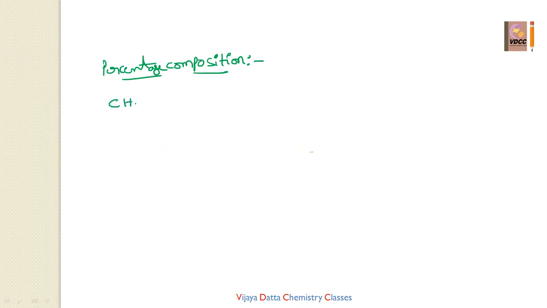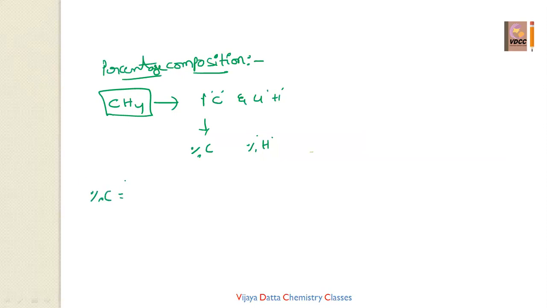Suppose they give methane. They ask you to calculate for the methane molecule, having one carbon and four hydrogen atoms, the percentage of carbon and the percentage of hydrogen present in the compound. Percentage of carbon equals: how many carbon atoms are there? Only one carbon atom. What is the atomic weight of carbon? 12, divided by the weight of the compound, which is carbon 12 plus 4 hydrogens means 4, so total 16.